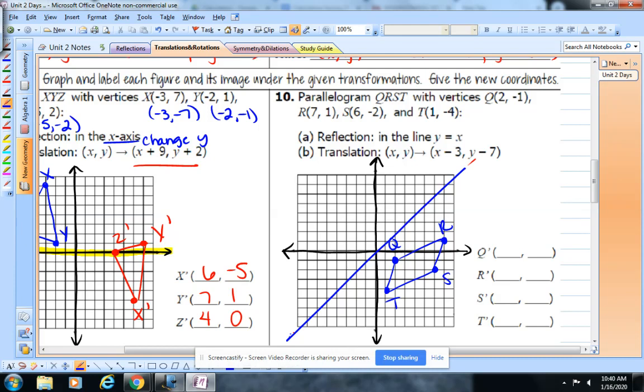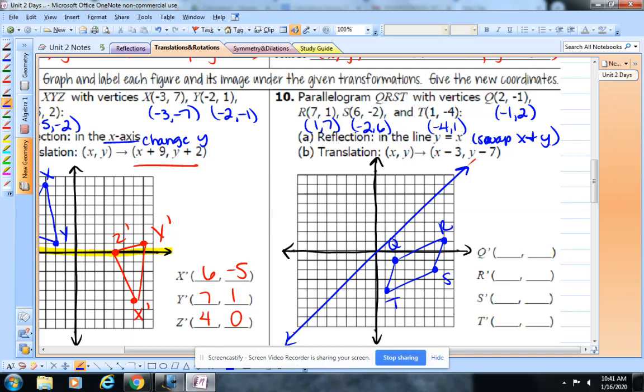So what was the trick for your coordinates when you had to reflect in the line y equals x? You swap your x and y. So I'm going to go ahead and do that to my coordinates. So if I swap q, I get -1, 2, right? If I do r, what do I get? 1, 7. S is going to be, and t is, right. So I'm going to write in parentheses there, swap x and y, because that's what we did yesterday for reflections in the line y equals x.